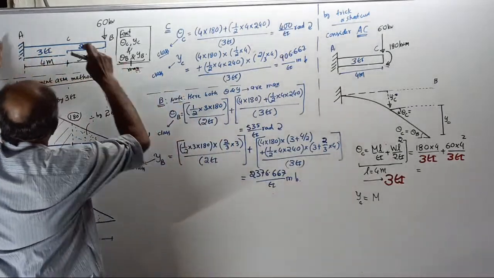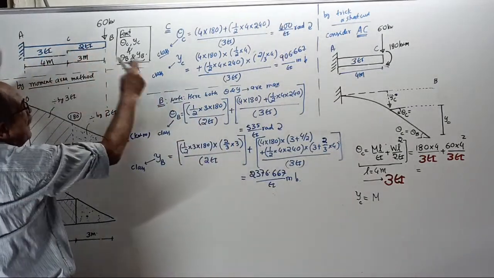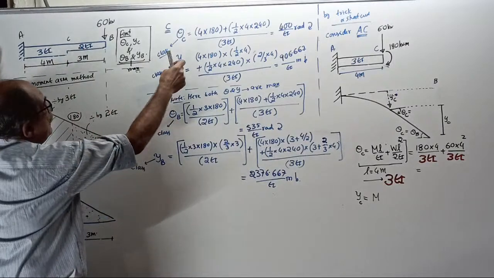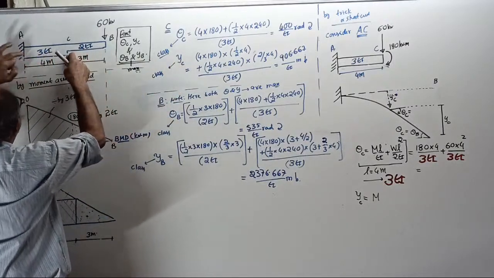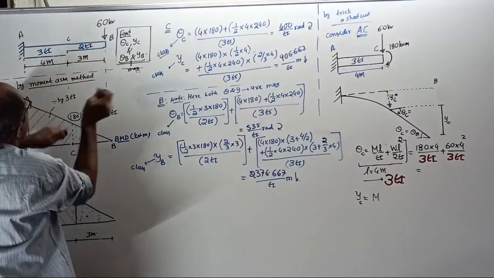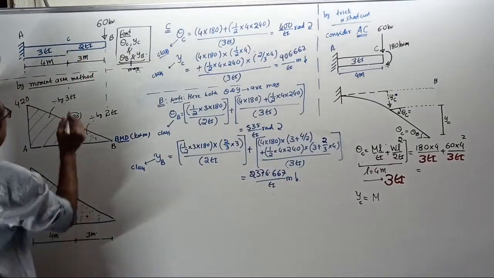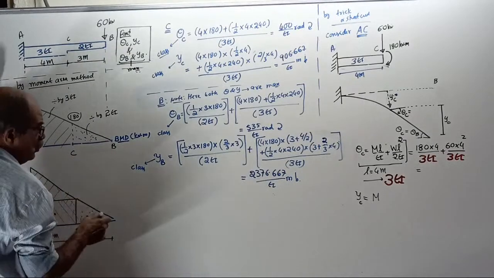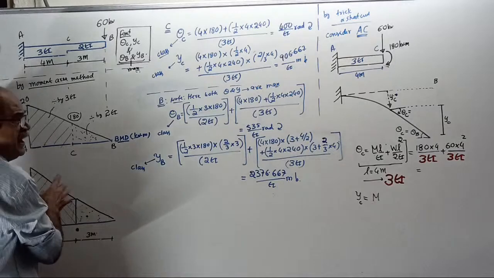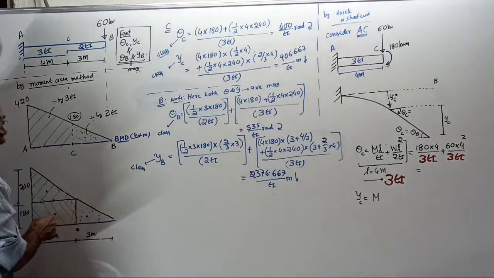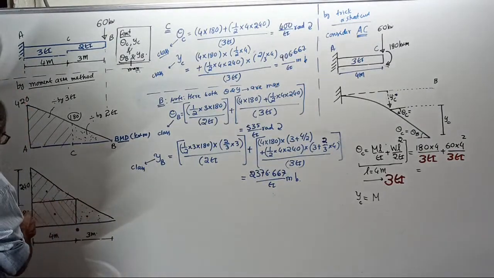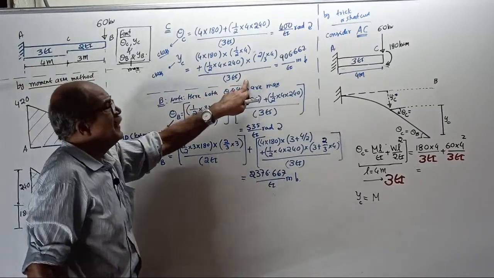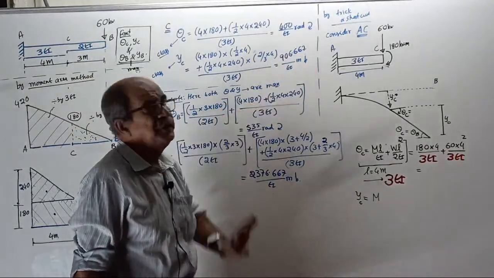Then deflection at C, if you want. Moment of the area of the BM by EI diagram between that point C and the fixed end, and the moment is about C. If you want deflection at C, moment should be about C. So start: 4 into 180 is the rectangle into half of 4, plus half into 4 into 240 into 2/3 of 4. Both of them divided by 3 EI. You get deflection at C.